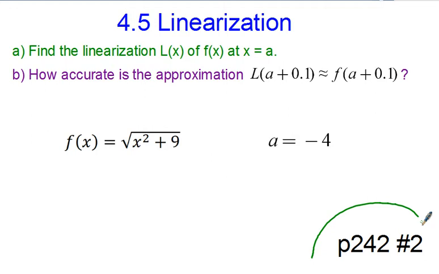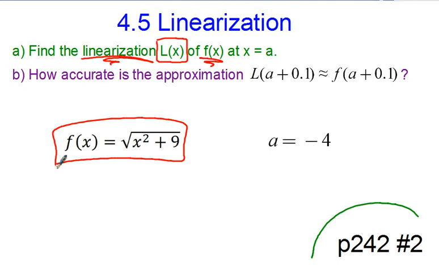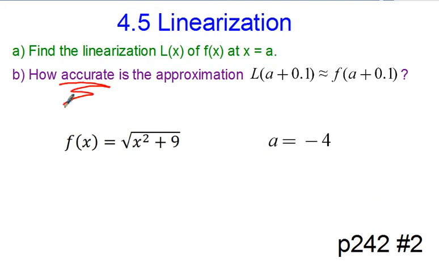Number one, we need to find the linearization, which is called L of x, of the function f of x, which is given here, at the particular point of interest, which happens to be an input of -4. So we'll make some meaning out of that and then do it. Part B, once we determine the linearization, we want to determine its accuracy in terms of approximating the function. So how good is that approximation?